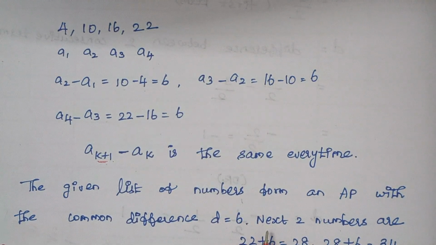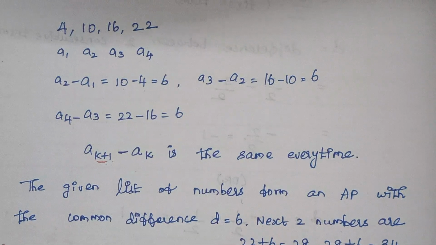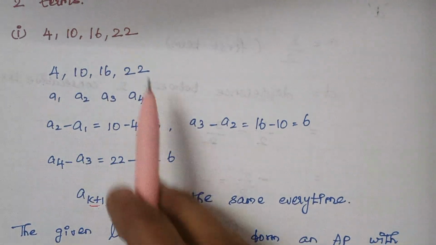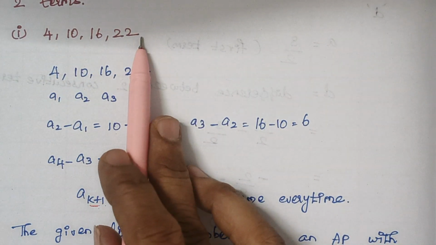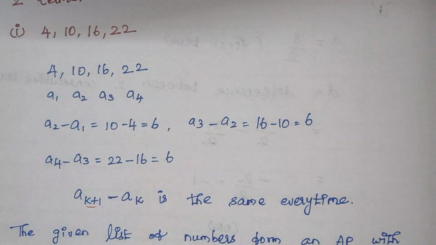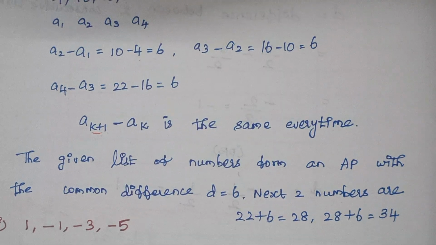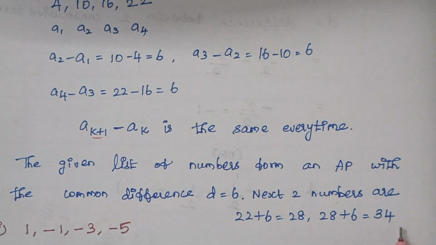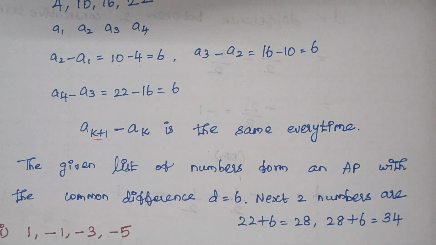Now, we are asked to find the next two numbers. So this series ends with 22. So what will be the next number? We have to add 6 to this 22. So 22 plus 6 gives 28 and again 28 plus 6 gives 34. Right. Therefore the given series forms an AP.